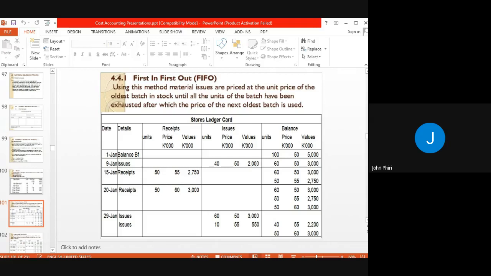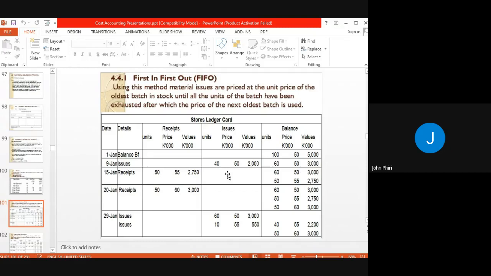I was at the time when we received 50 and this costing is 55. The total value is 2,550. So now, when we have the issue, there are two things we've got to remember here. When we had the issue of 40 out of 100, we still have a balance of how much? 60. Did you notice that in the same row there? This is a balance of quantity, and at the price we're going to use the same price of 50, and that gives us 3,000.